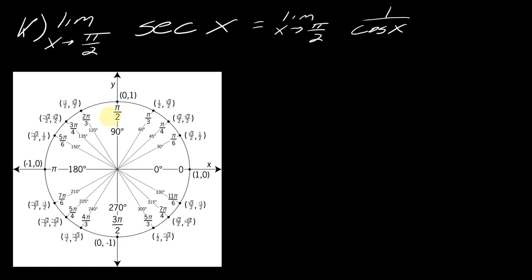So here's pi over 2. And if you think about it, cosine stands for the x coordinate, right? So at pi over 2, what we see is that on the left versus on the right, the cosine function is going to go from positive to negative, right? That really matters in this context, because this means that on the left and on the right, these are approaching two different values.